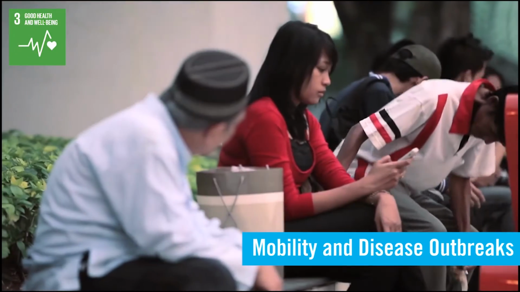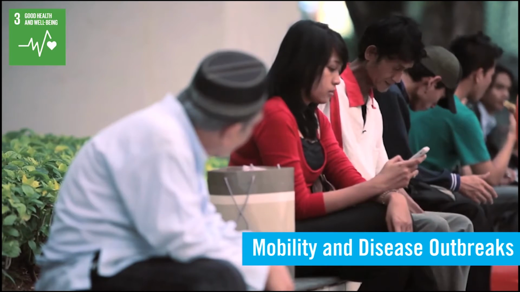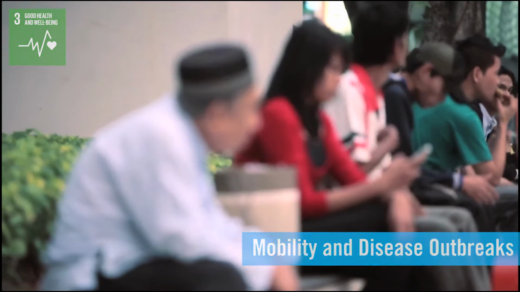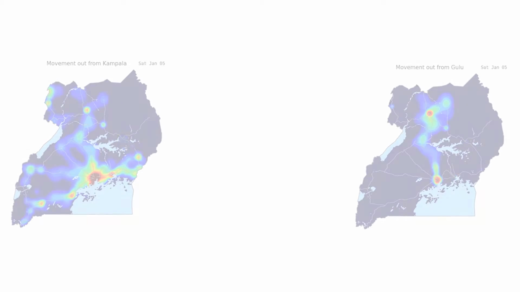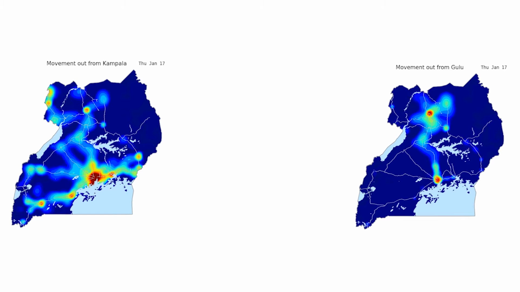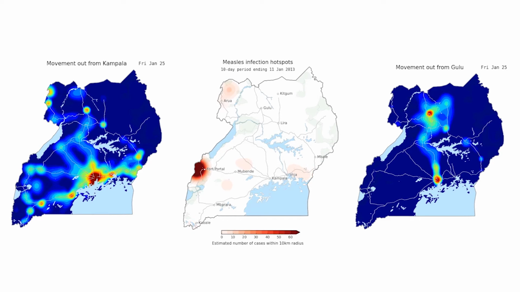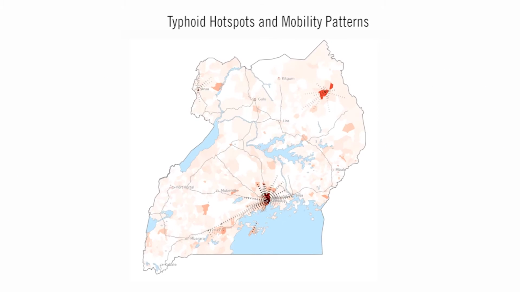Data derived from aggregated mobile phone usage can be valuable in understanding or predicting the spread of a disease outbreak. These maps show how population movement patterns, as derived from privacy-protected mobile phone data, related to the spread of measles during a 2013 outbreak. Analyses like these can alert health officials to potential new infection hotspots, like the typhoid hotspot shown here, and inform response strategies.